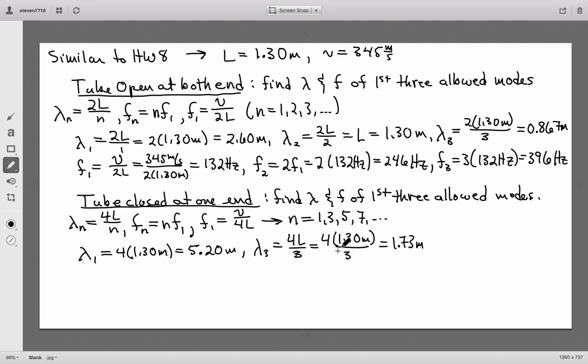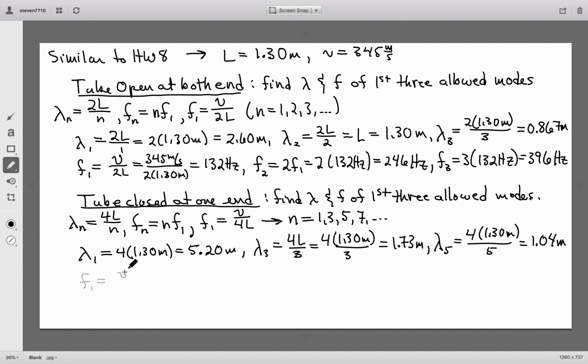All right, decrease your wavelength, increase your frequency. The next mode to find is lambda 5. That's the next allowed one. That's 4 times L over 5. Four-fifths of 1.30 is 1.04 meters. So the wavelengths get shorter, and as we'll see, the frequencies get higher.